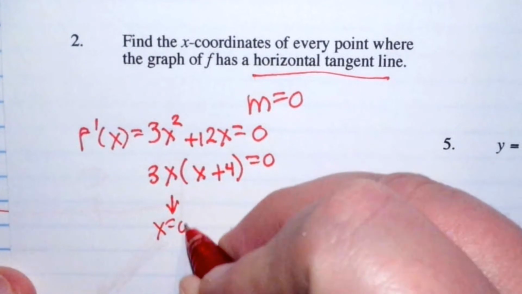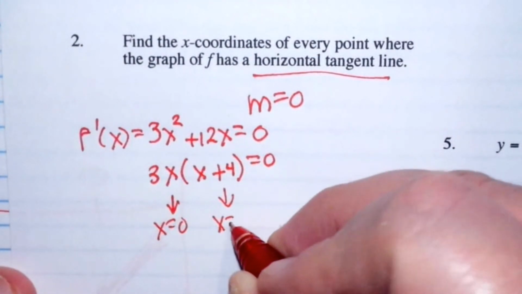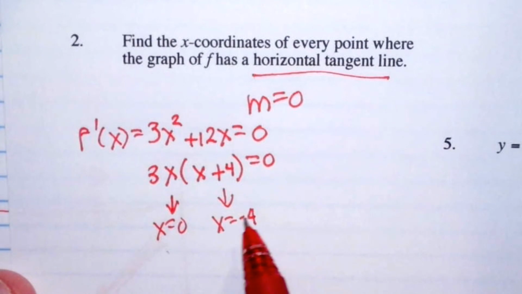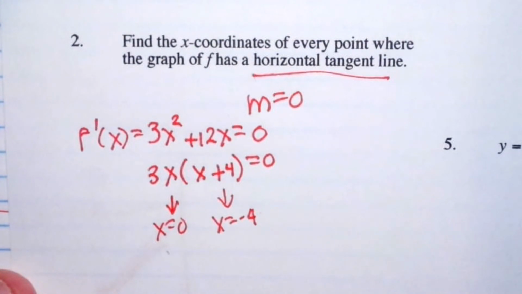x equals 0 and x equals 4. Let's see, I asked you only for the x coordinates. If I wanted the y coordinates, you would take these values of x and substitute them into f of x. Not the derivative, but the function f of x.